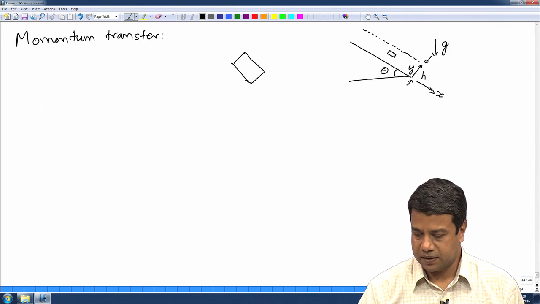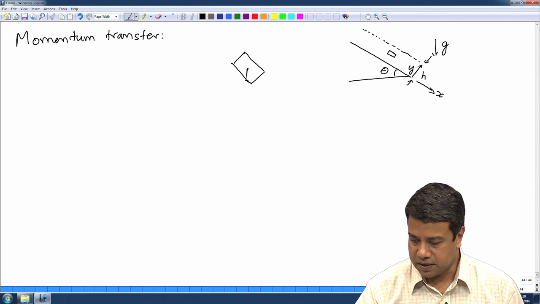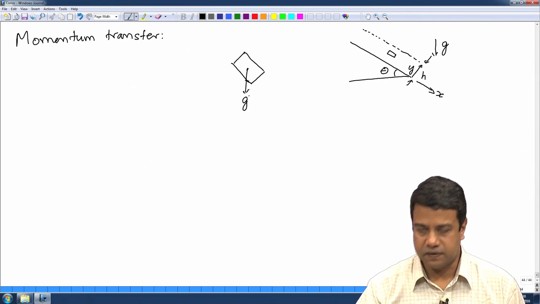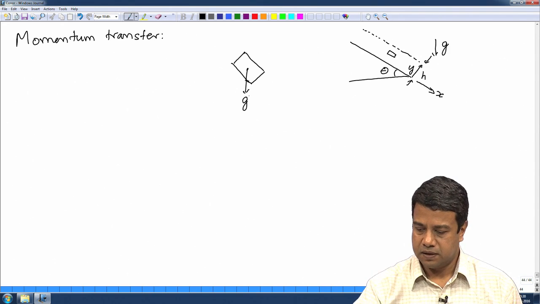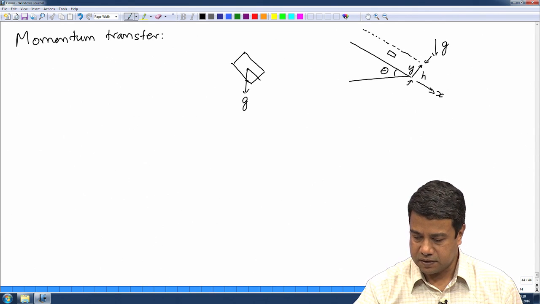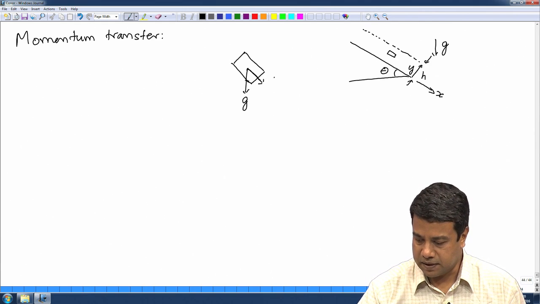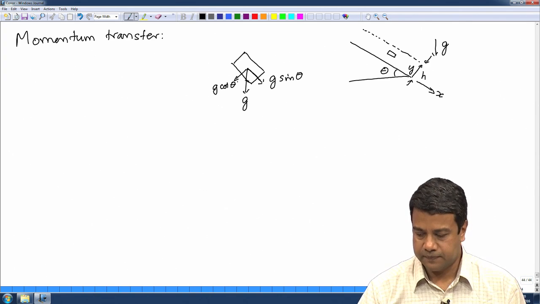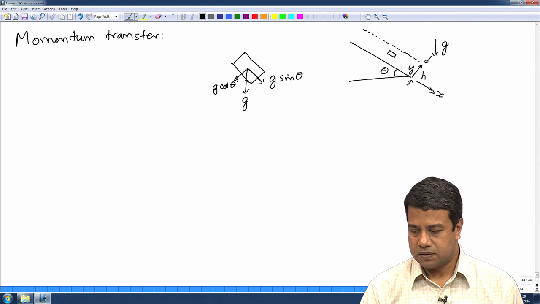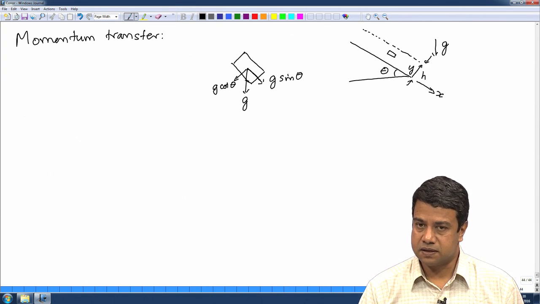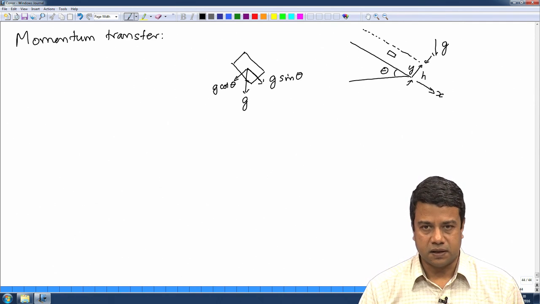So, for this volume element I have a gravitational force acting vertically downwards. That means that I have a force density. The acceleration along the plane is going to be equal to g sine theta. And perpendicular is going to be equal to g cos theta. So, this acceleration is driving the flow. There is no velocity perpendicular to the plane, of course.